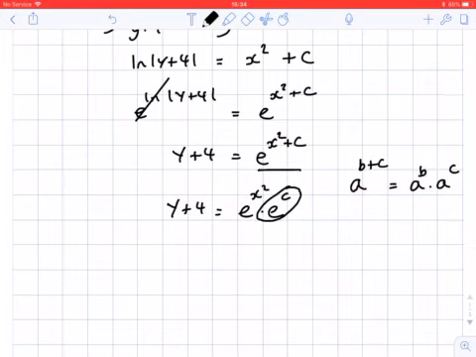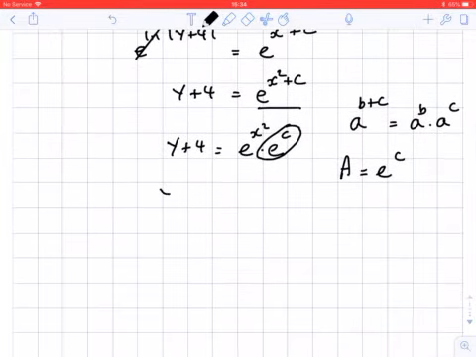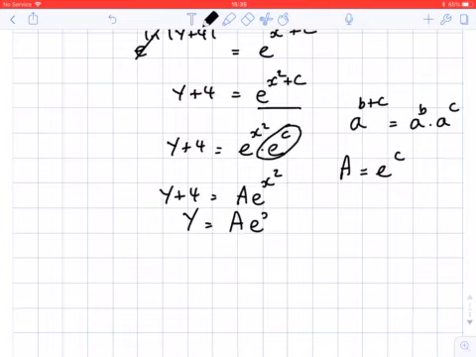Now, e to the power of c is just another constant. So what I'm going to do here is write a is equal to e to the c. So I don't have to keep writing that in my calculation. So now what I've got is y plus 4 is equal to a e to the x squared. Then all I need to do is take away 4. So I get y is equal to a e to the x squared, take away 4. That is my general solution.